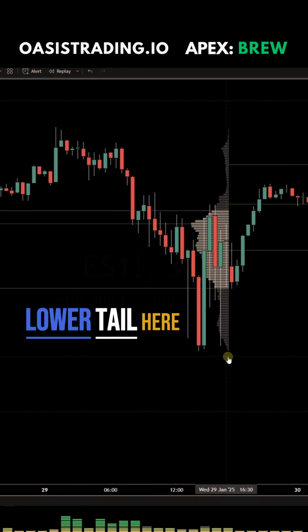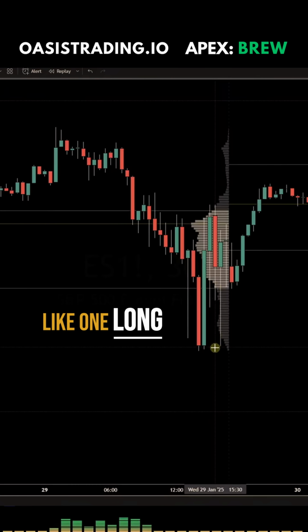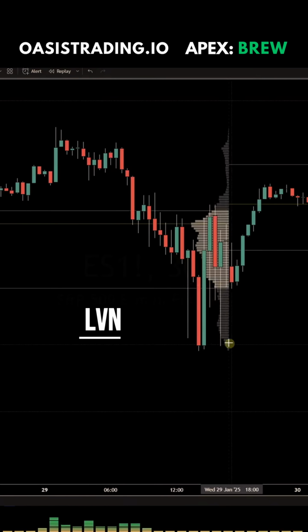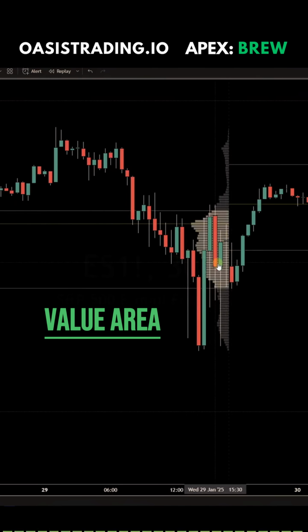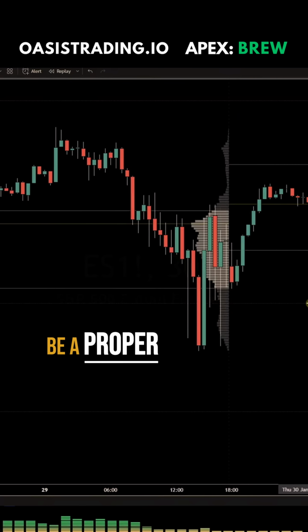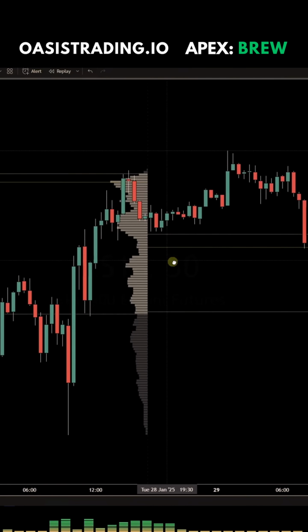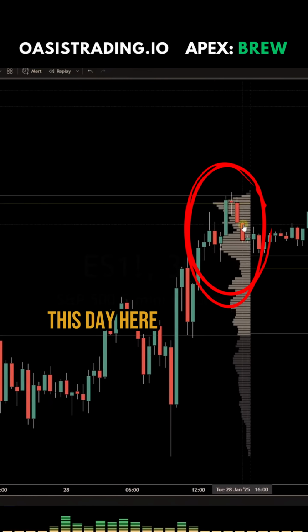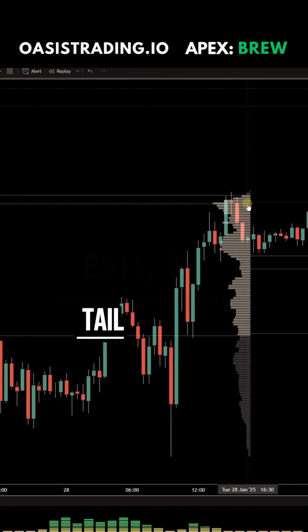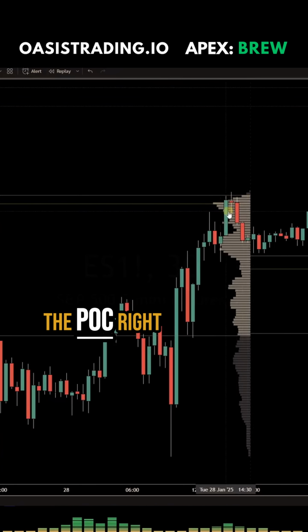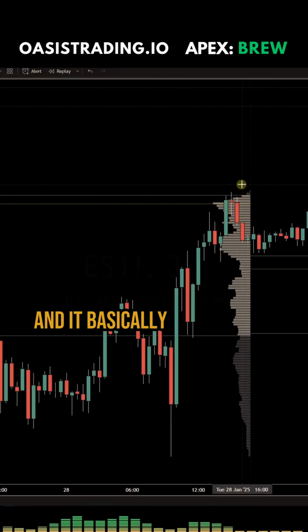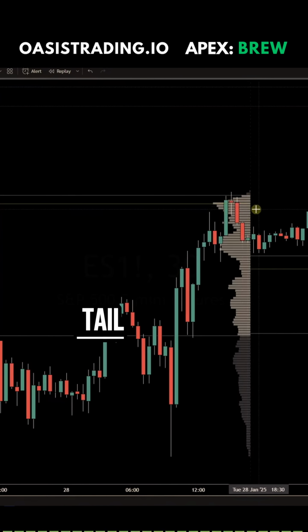And then the lower tail here, pretty much the same thing. It's kind of like one long LVN compared to the value area. That would also be a proper tail. But something like this day here, this does not have a proper tail because it has the POC right on the high and it basically has no upper tail.